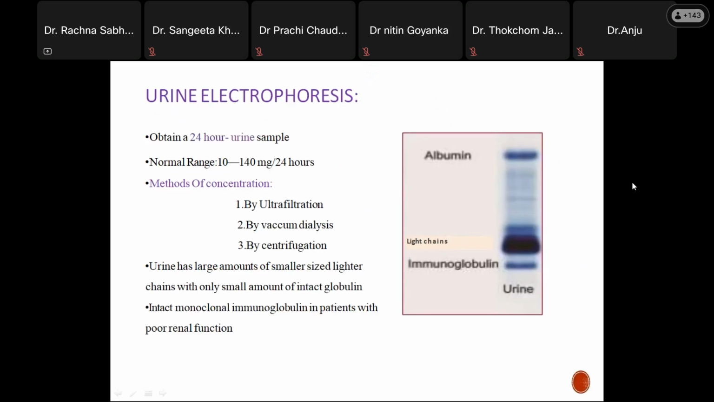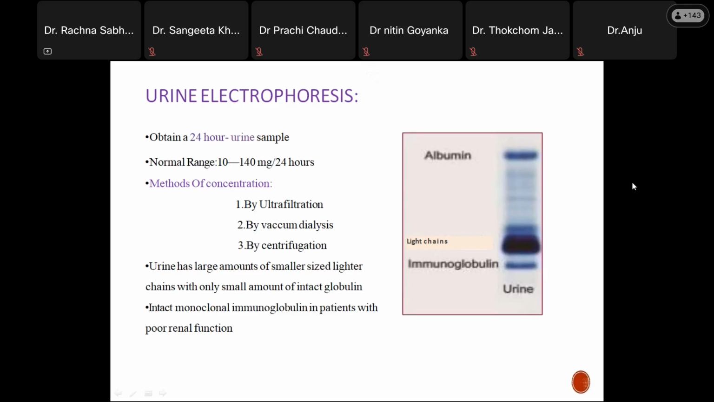Now coming to urine electrophoresis. How do we obtain concentrated urine? We have to collect a 24-hour urine sample. And how do we obtain concentrated urine? By ultracentrifugation, by ultrafiltration, by vacuum dialysis, or by centrifugation.